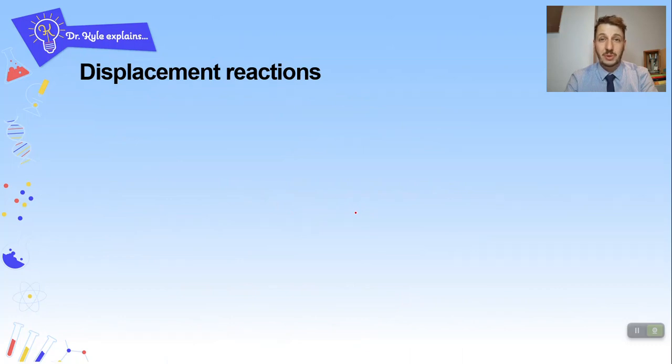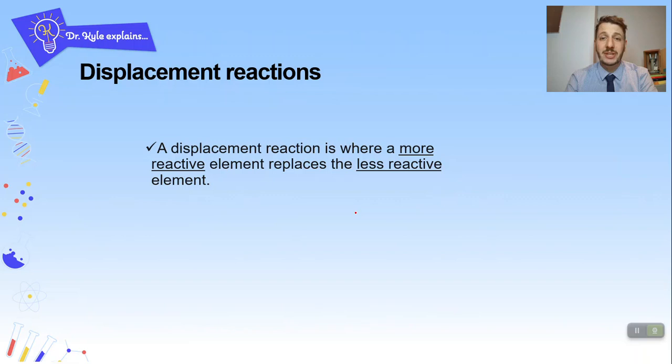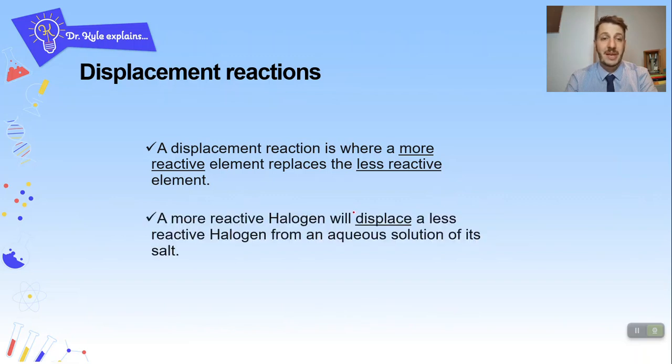Okay, so just want to go through some displacement reactions. A displacement reaction is where a more reactive element replaces the less reactive element. And so in the case of the halogens, a more reactive halogen, remember the ones further up the group, will displace a less reactive halogen from an aqueous solution of its salt. So aqueous, just as a reminder, means dissolved in water.